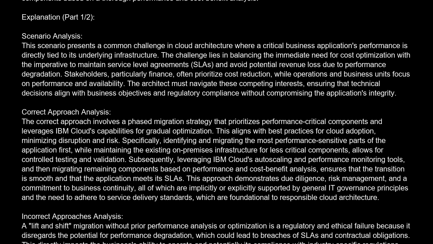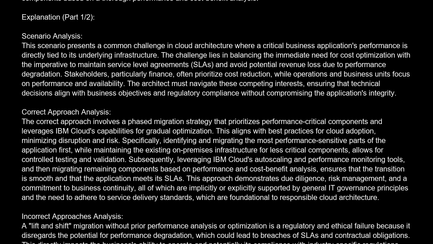The correct approach involves a phased migration strategy that prioritizes performance-critical components and leverages IBM Cloud's capabilities for gradual optimization. This aligns with best practices for cloud adoption, minimizing disruption and risk. Specifically, identifying and migrating the most performance-sensitive parts of the application first, while maintaining the existing on-premises infrastructure for less critical components, allows for controlled testing and validation.